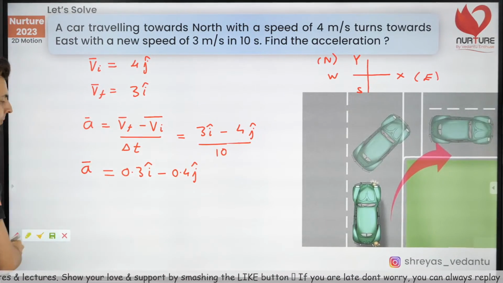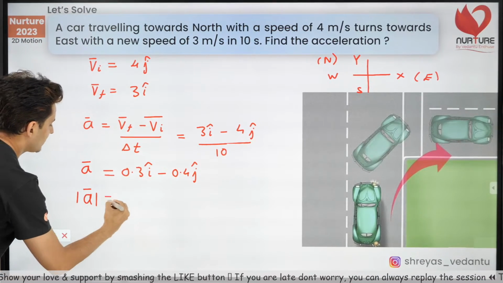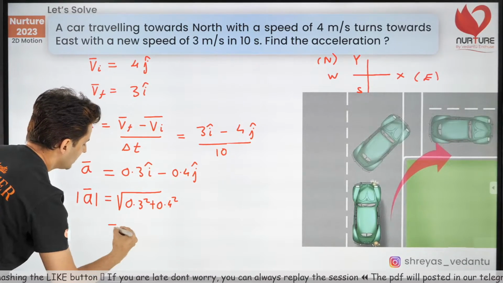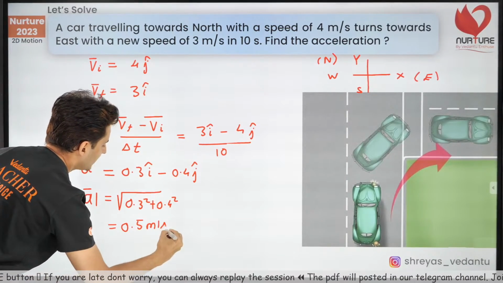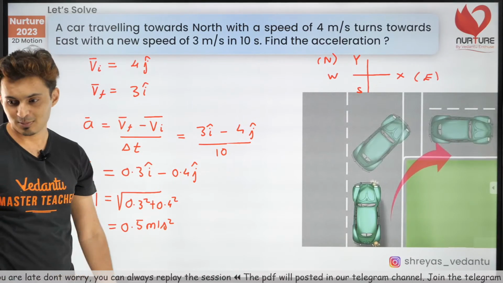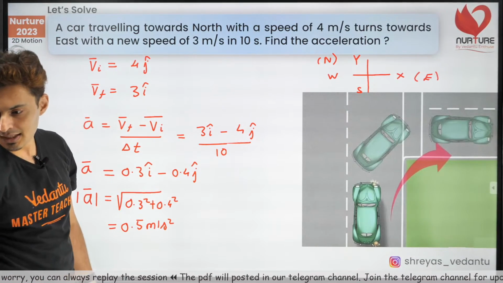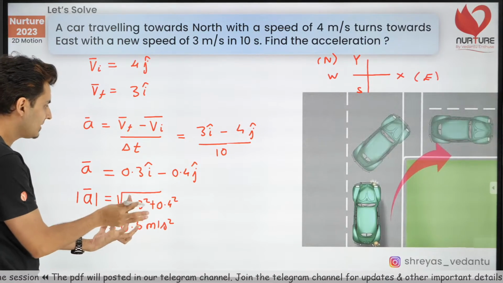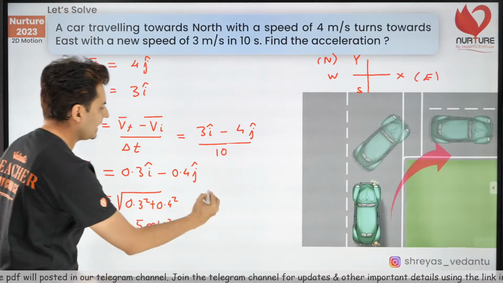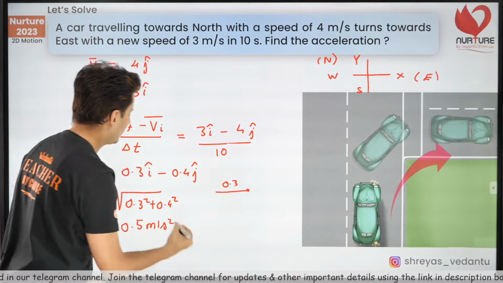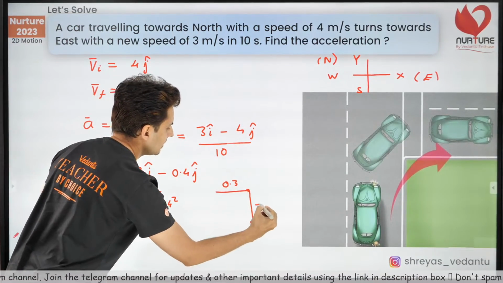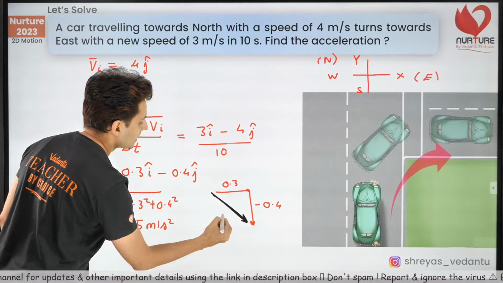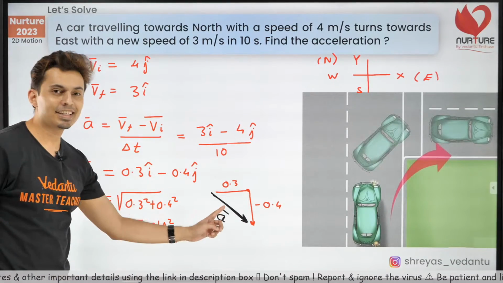That's the acceleration. If you are interested in the magnitude of this, well, that's 0.3 square plus 0.4 square, which is nothing but 0.5 meters per second square. Hence, understand this. If this is the value, what's the direction? Let's get it very simply. This is 0.3 i cap and minus 0.4. That means it's over here. This is minus 0.4. So the total acceleration will be in this direction. This is the direction of acceleration. Yeah, that's the final answer.